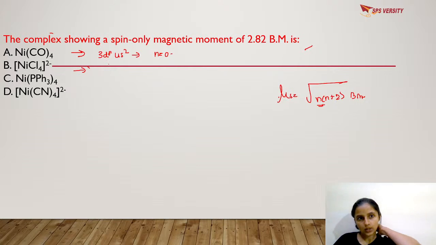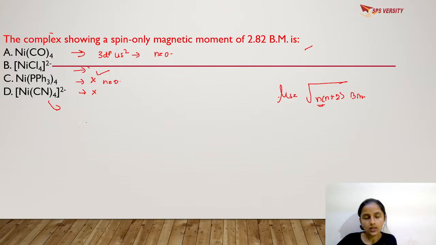Here nickel is in the 2 plus oxidation state, 3d8, and here there can be unpaired electrons, but here you don't expect any unpaired. Wait a minute. Here also n is equal to 0, nickel 2 plus 3d8, and again the cyanide is a strong ligand. Let's write the configuration to avoid the confusion. Nickel is in the 2 plus oxidation state, 3d8, and cyanide being a strong ligand is going to pair up the electrons. So here also you don't see unpaired electrons.